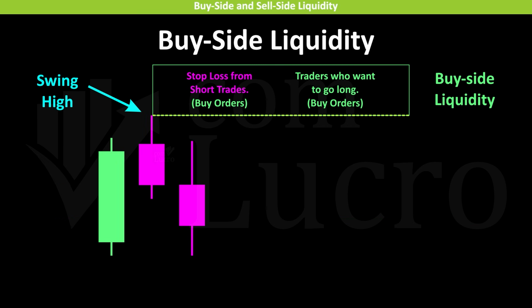Above a swing high, there is a large concentration of buy stop orders. These orders come from traders who are short and must buy to exit their positions, as well as from traders who want to enter long positions if price moves above the high. In ICT terms, this area is defined as buy-side liquidity.